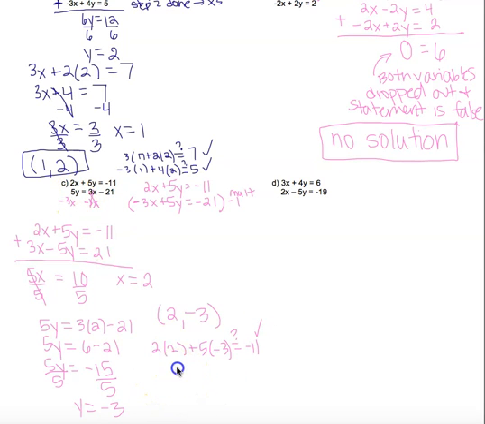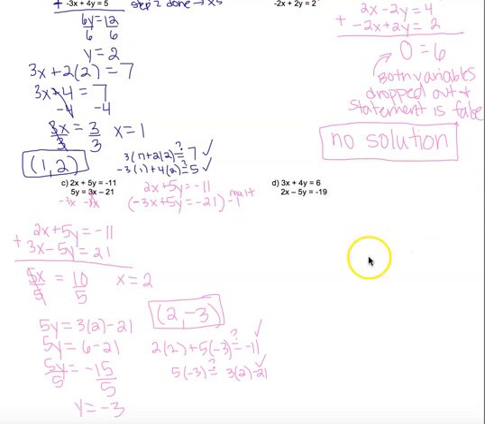Now check in the other. 5 times negative 3. We're checking to see if that equals 3 times 2 minus 21. So negative 15 equals 6 minus 21. Yep, it sure does. So I know that my answer is correct.